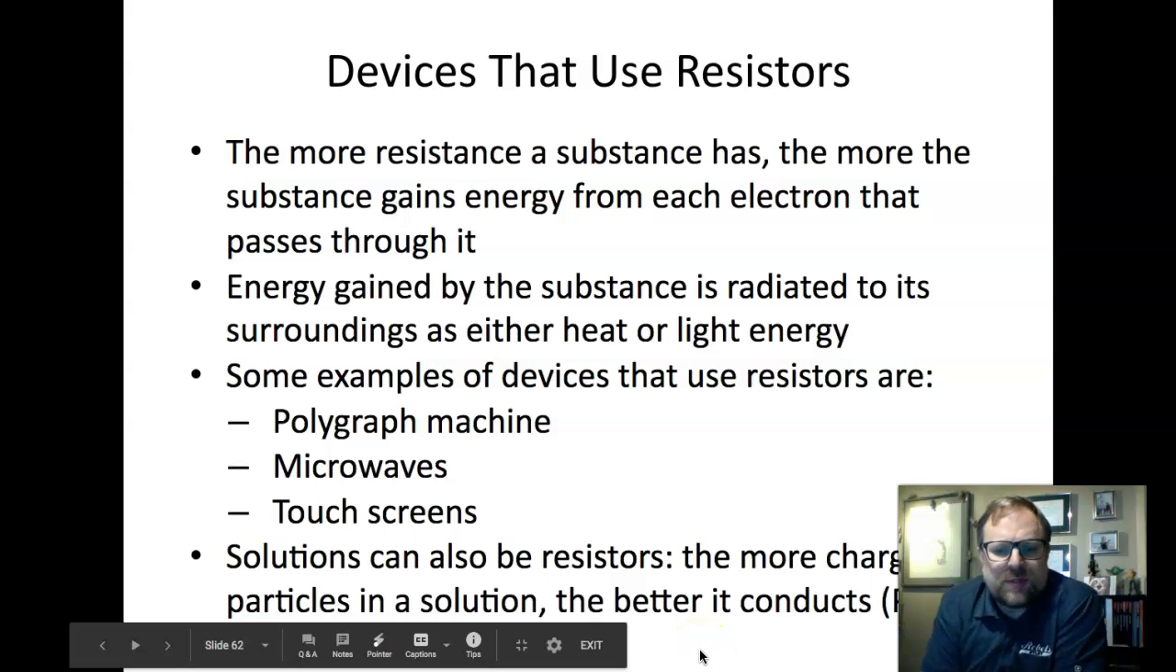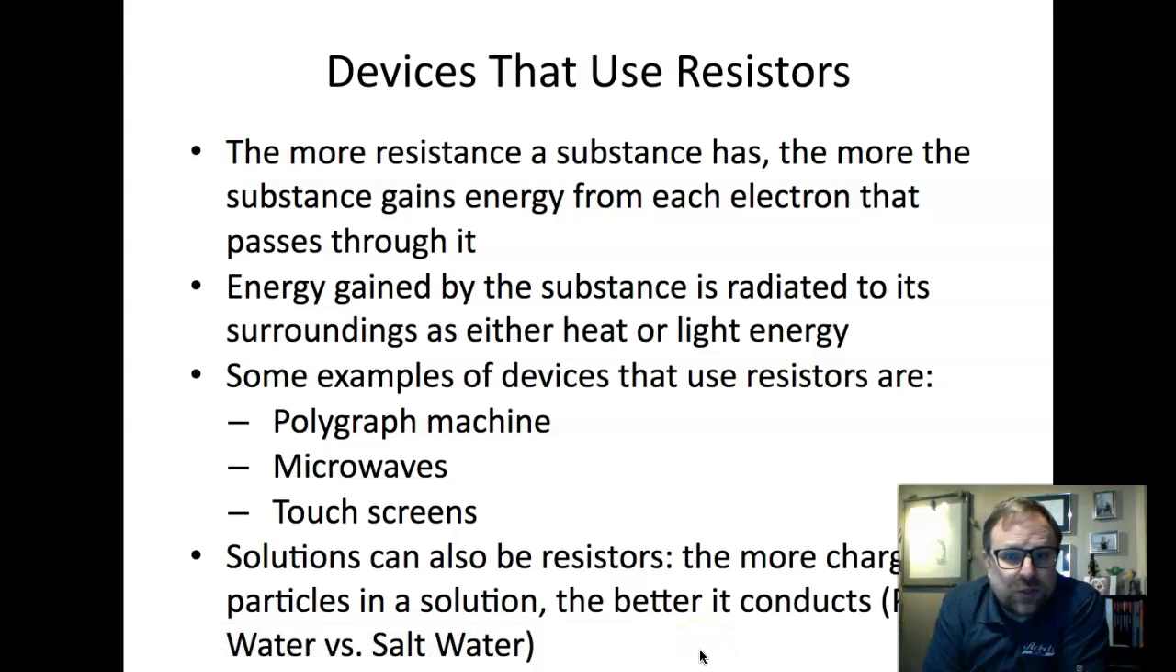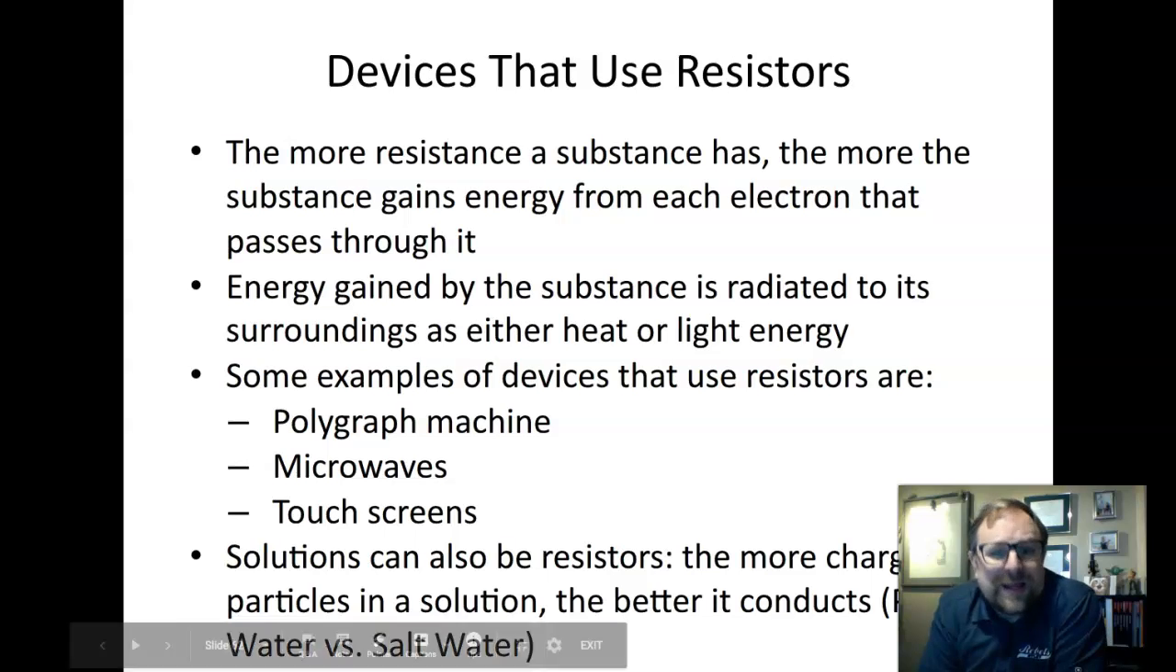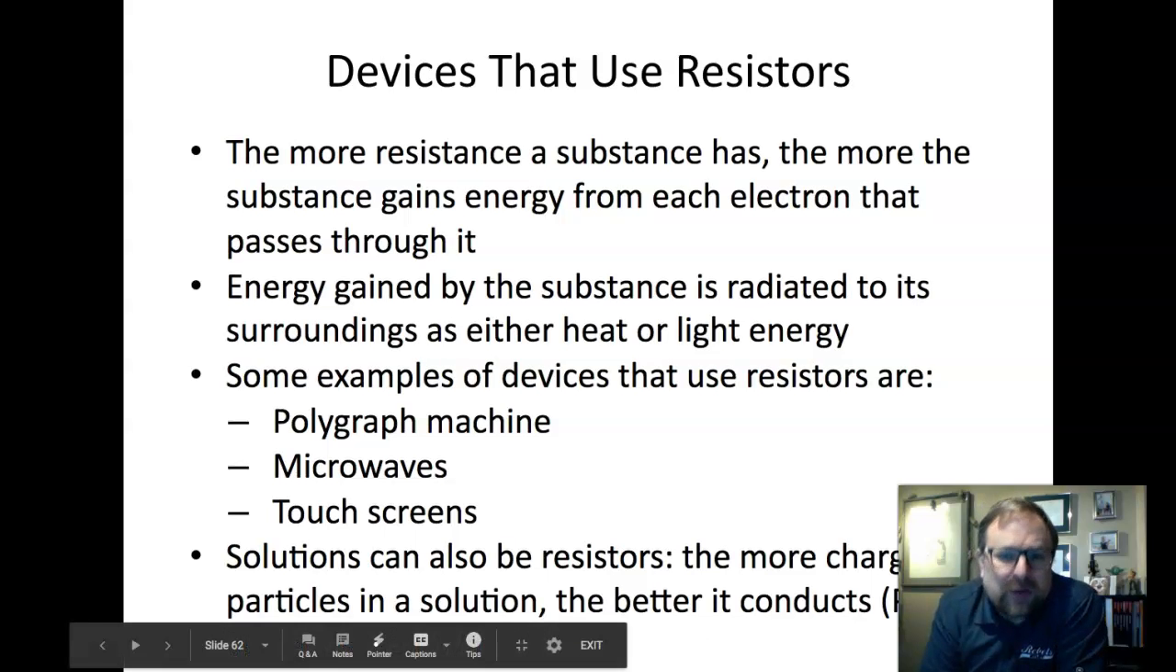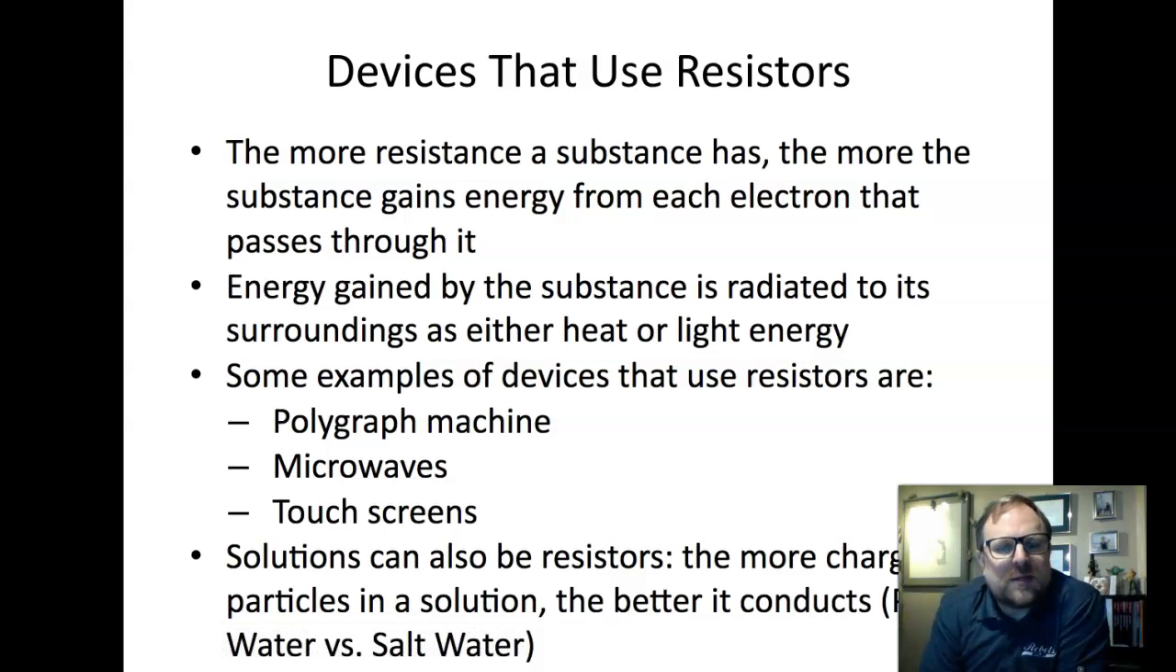Solutions can also be resistors as well. A solution meaning something dissolved in water. So the more charged particles in a solution, the better it conducts. Pure water conducts a little bit of electricity, but if you dissolve a bunch of salt in it to make salt water, that conducts electricity a whole lot better because the electrons are able to be bounced around between the positives and negatives in the solution.